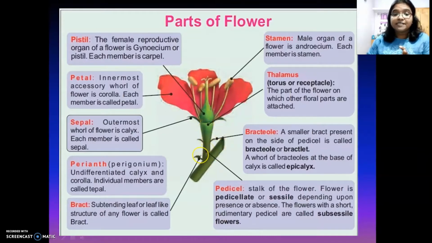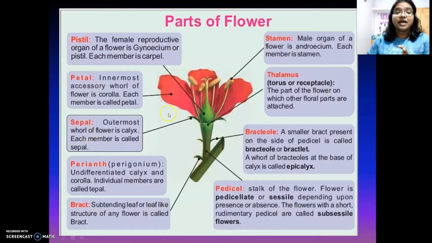Now coming to the basal region of the flower where the pedicel starts, you could see the presence of a leaf-like structure, one or more in number, which is just represented in the form of a scaly structure, and we call it the bract of the flower.